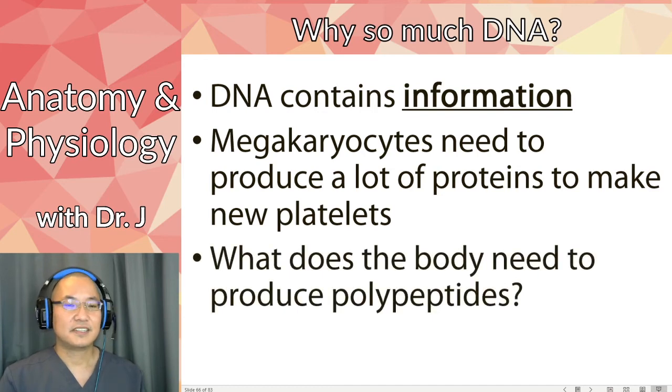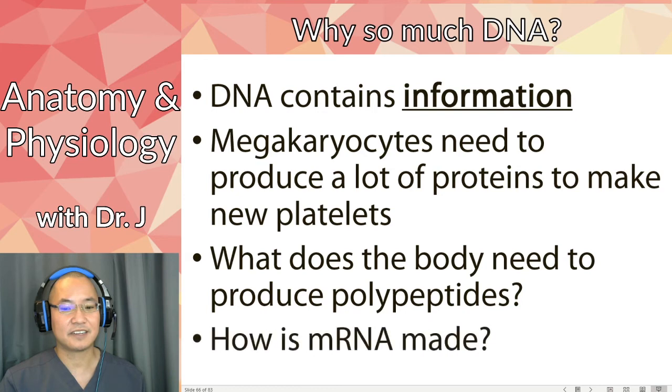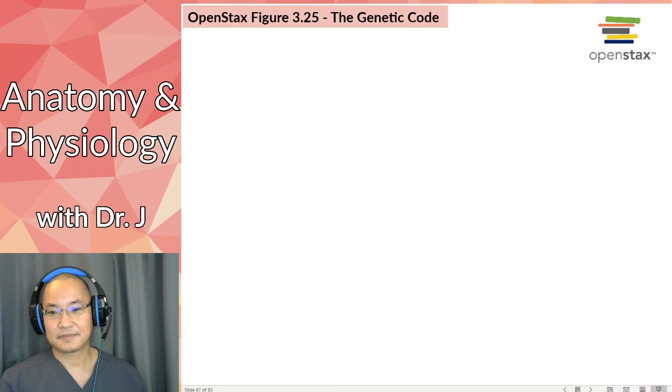So what does the body need to do to produce polypeptides? Or how do you make a polypeptide? How do you make a protein? You need to make something first before you make a protein, right? All polypeptides are made from, or the information to make a polypeptide comes from, mRNA, right? But how do you make mRNA? Where does mRNA come from? mRNA comes from making a transcript from DNA, right?